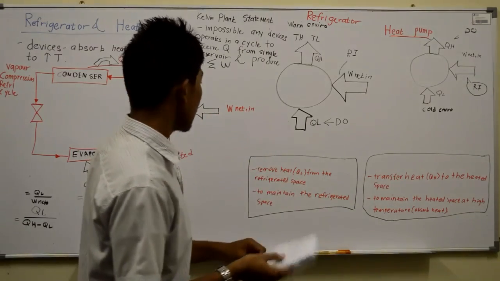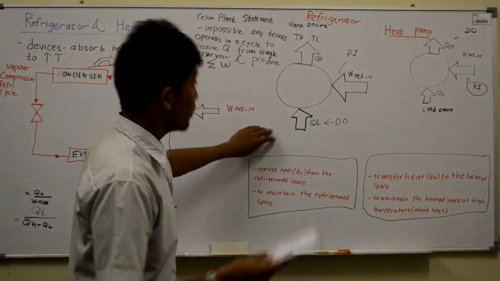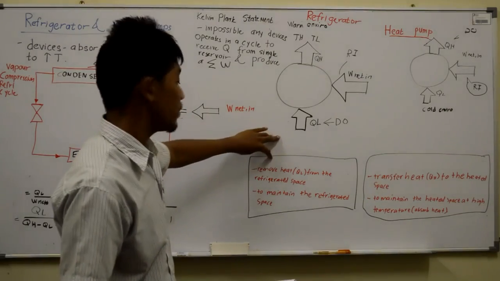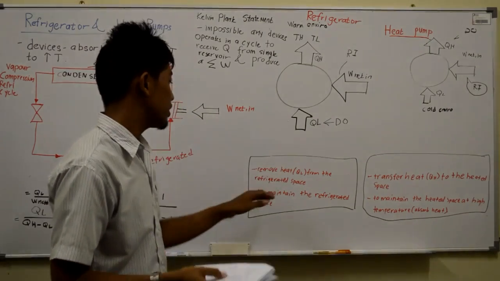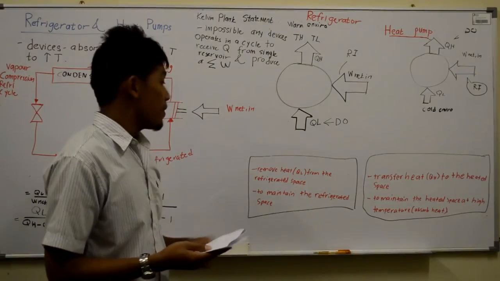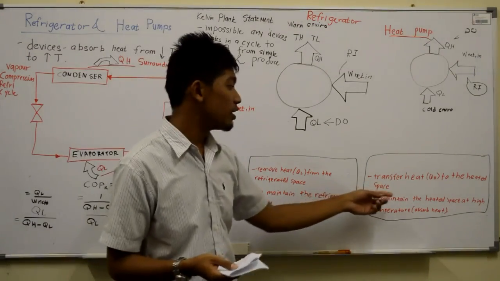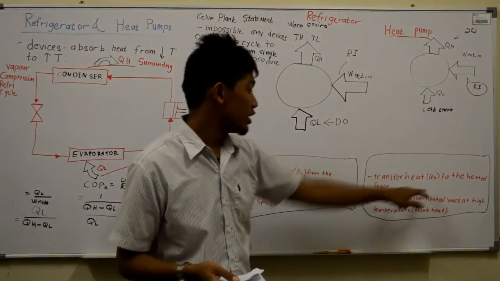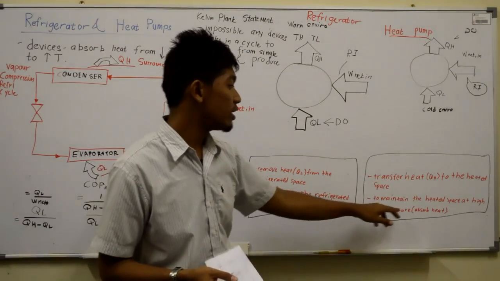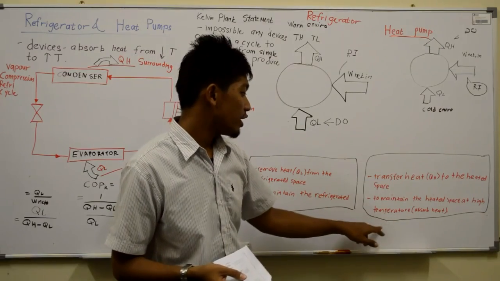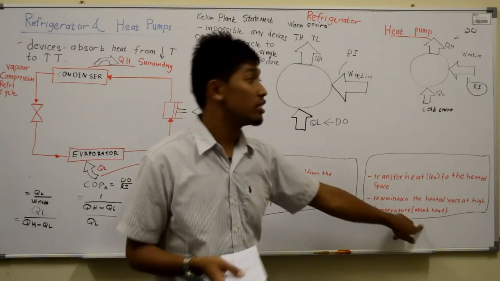Then this is the statement for the refrigerator. A refrigerator removes heat from the refrigerated space to maintain the refrigerated space, while the heat pump transfers high heat to the heated space and maintains the heated space at high temperature, where it absorbs heat.